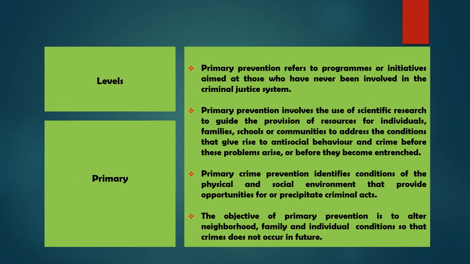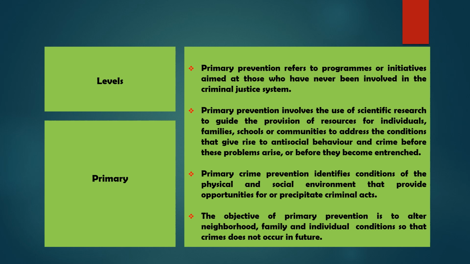Level 1, which is primary prevention, refers to programs or initiatives aimed at those who have never been involved in the criminal justice system, but who potentially have the capacity and the ability to get involved in criminal activities. In other words, when we talk of primary prevention, we are focusing on how people who have never been criminals can be prevented from engaging in criminal activities.